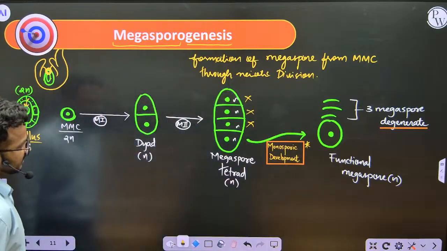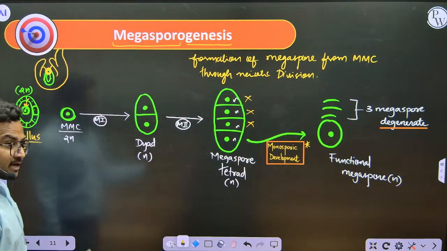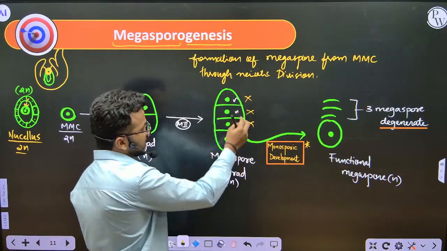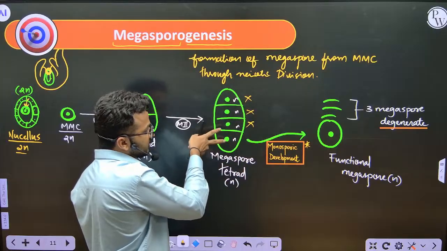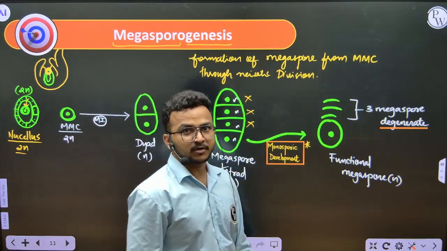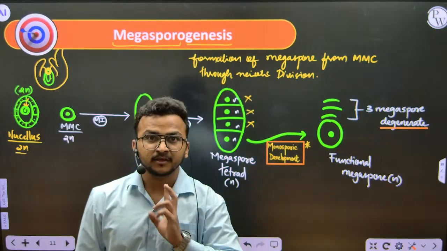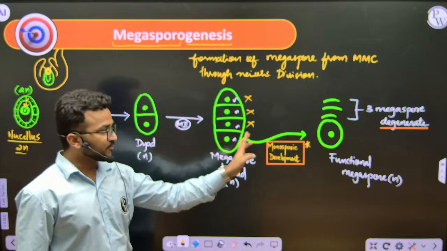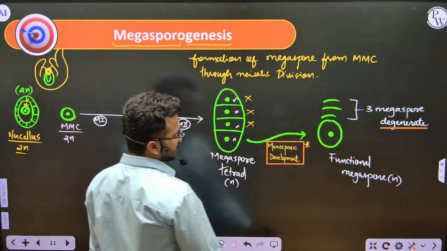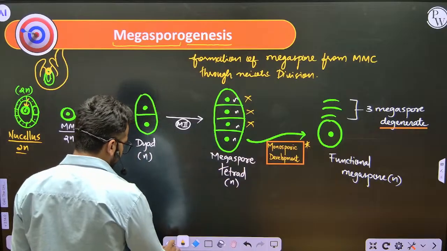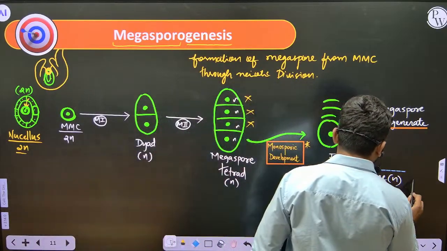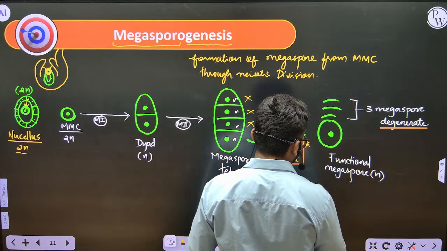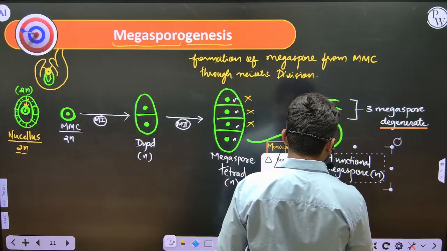In this case, it is a monosporic development. In some cases, out of 4 megaspores, 2 degenerate and 2 function as functional megaspores. In that case, we call it bisporic development. Bi means 2, so 2 functional spores are involved in the formation. That we call bisporic development, whereas this one is monosporic development.